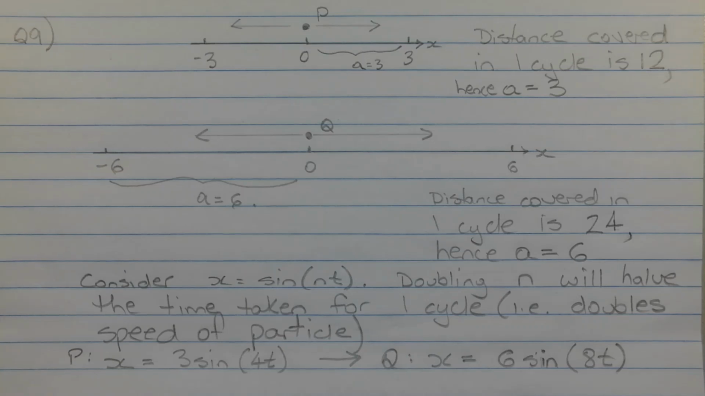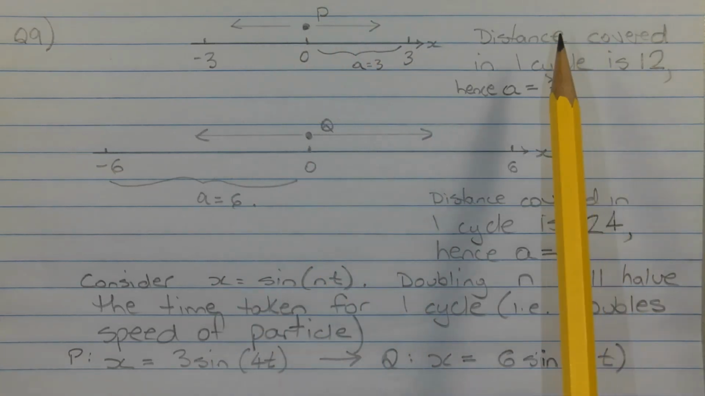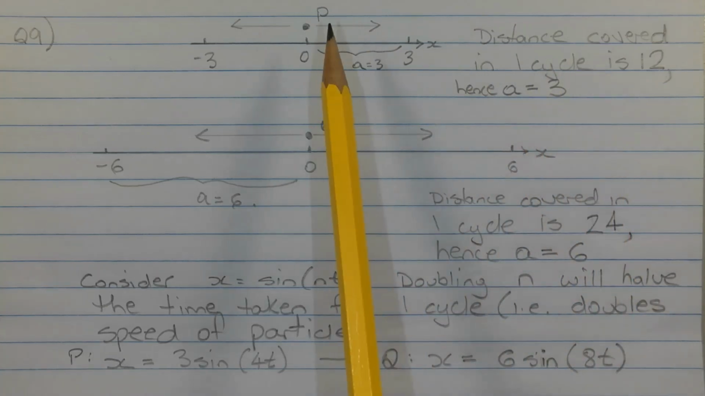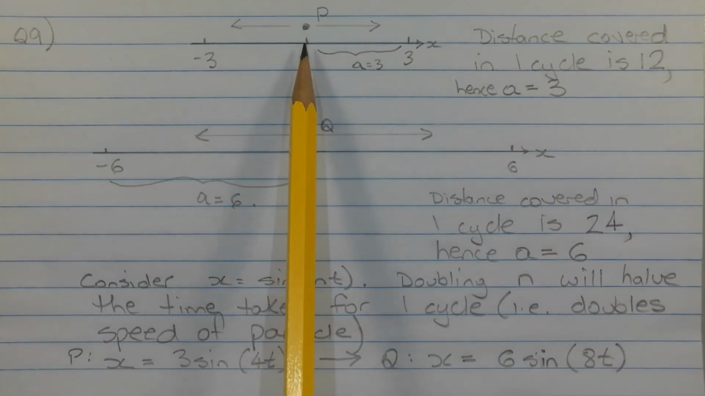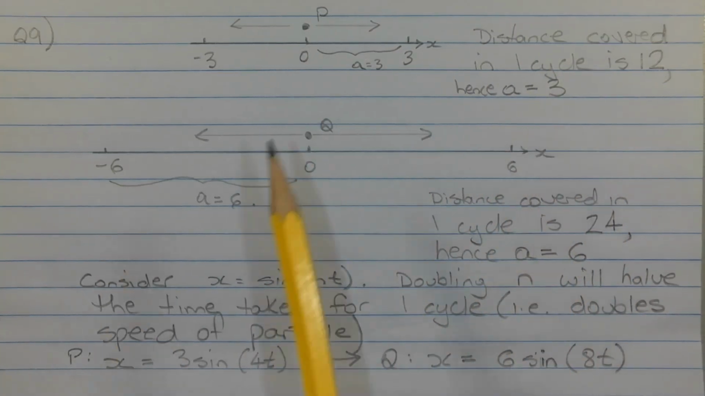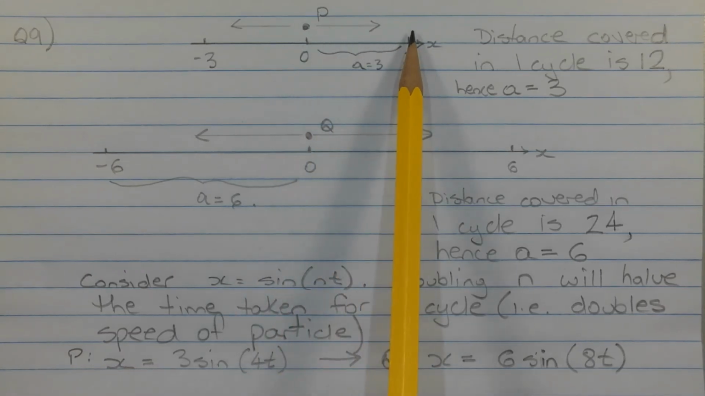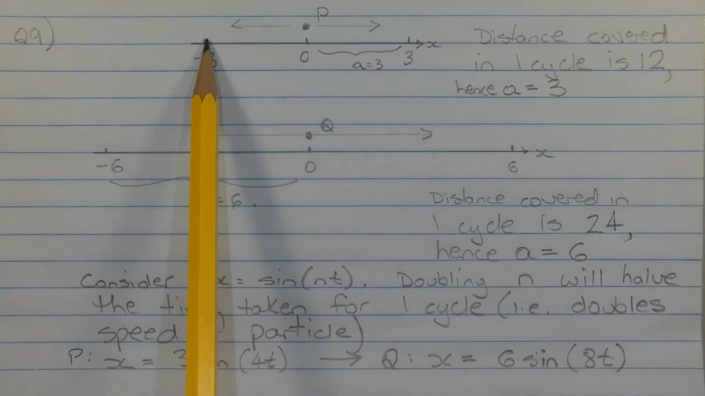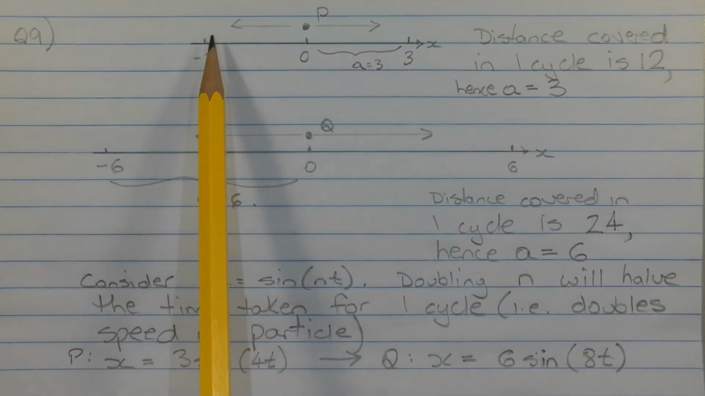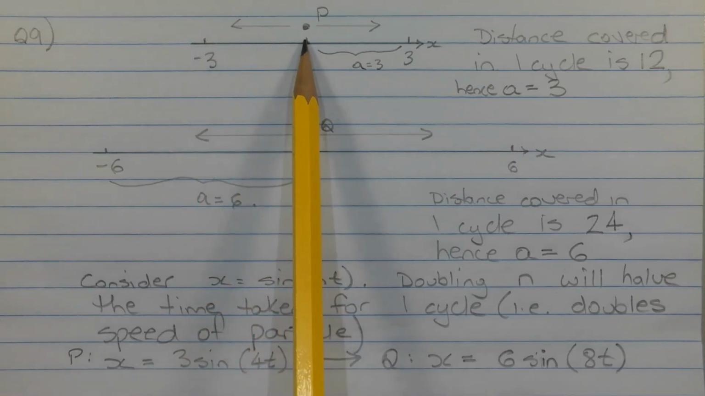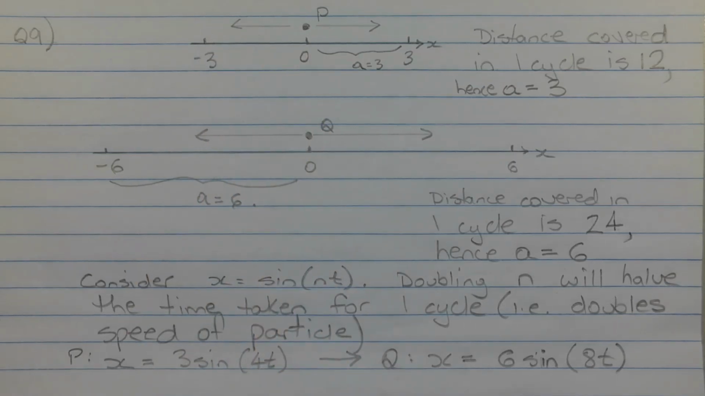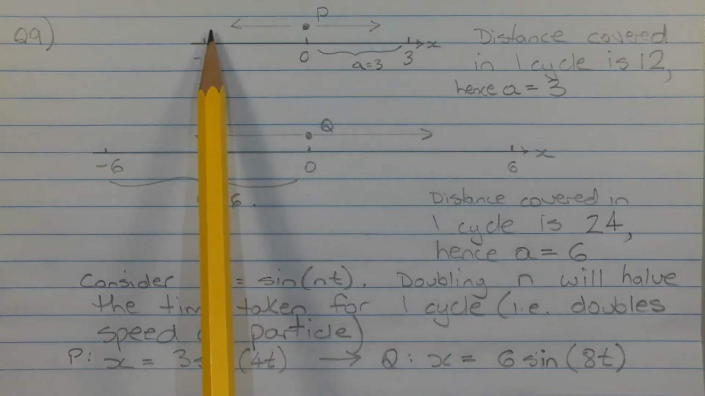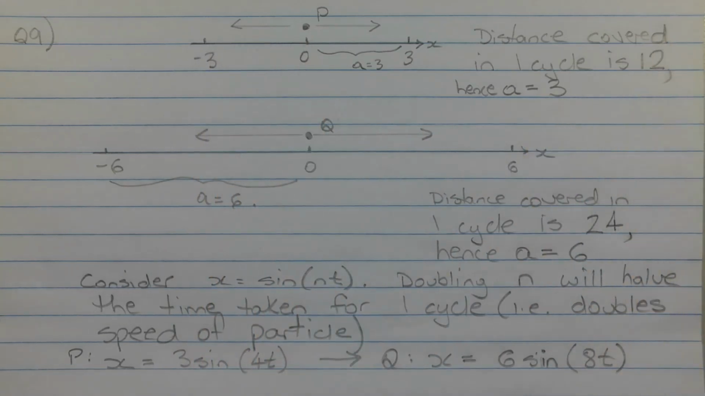Let's call the first particle particle P and the second particle particle Q. Let's consider the distance covered in one cycle for particle P. So starting at the origin, its amplitude is 3. It moves to the right hand side 3 units until it gets to the maximum extent away from the origin, and then back 6 units to the left hand side until it gets to x equals -3, and then back 3 units until it arrives back at the origin, and that's one cycle. So 3 plus 6 plus 3 is equal to 12.